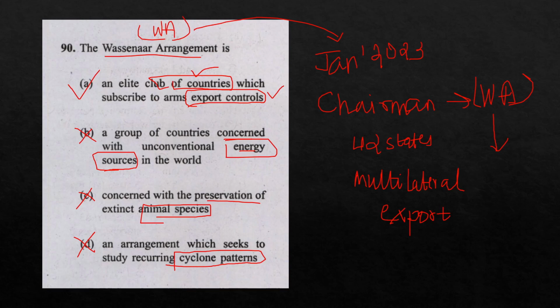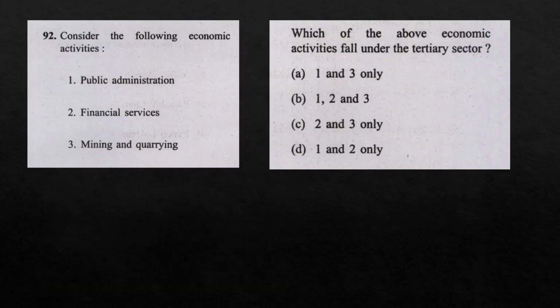So what was in news? That India has assumed chairmanship of WA. This was on news, and with this headline, they have created a question as following. So in this way, whatever you read in news, you need to have a basic level of understanding related to that topic, right? Now let's move on to the next question.